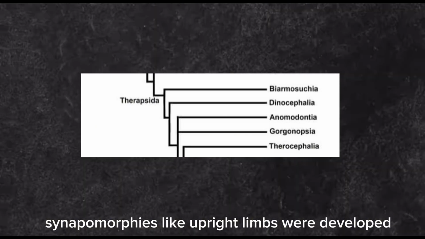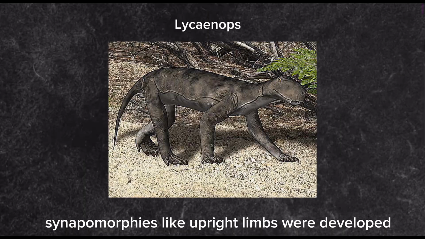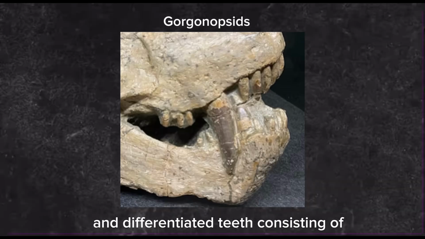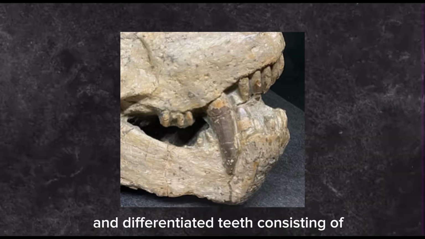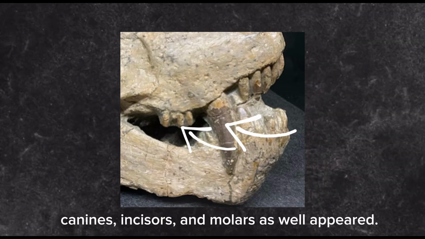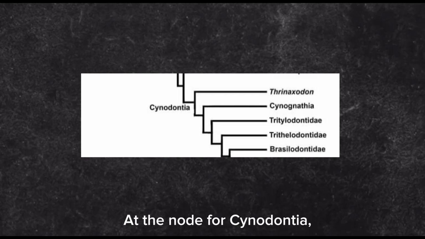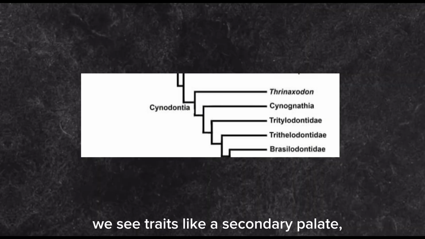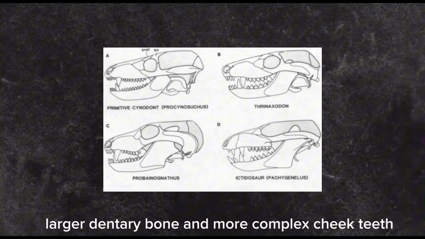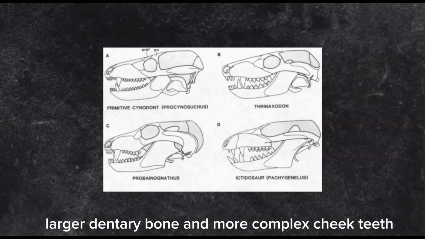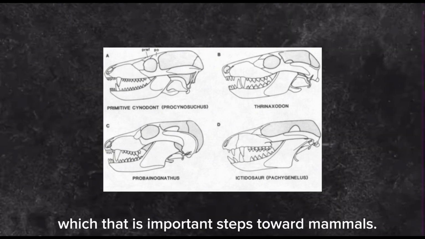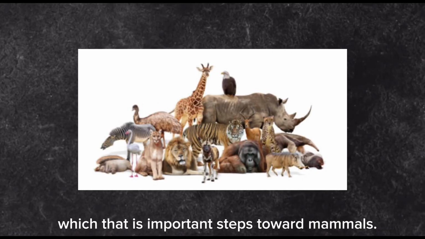Vertebrate synapomorphies like upright limbs were developed and differentiated. Teeth consisting of canines, incisors, and molars also appeared. Cynodontia traits like a secondary palate, larger dentary bone, and more complex teeth were important steps toward mammals.